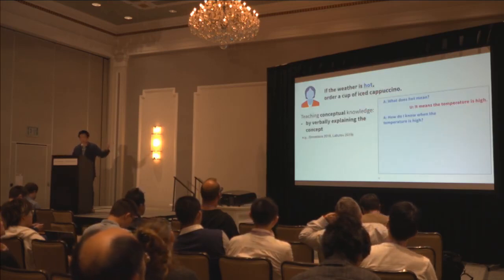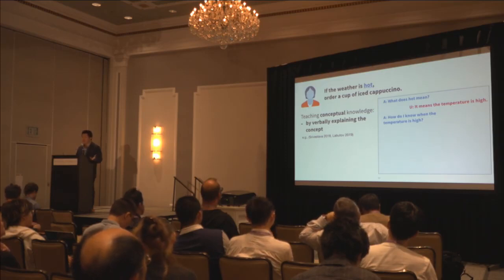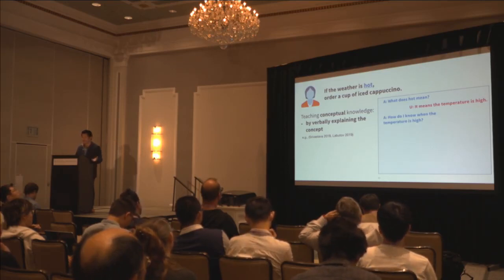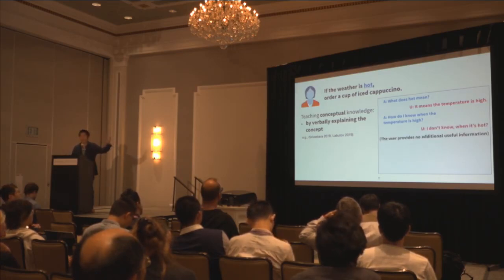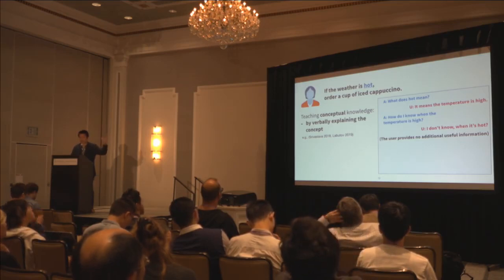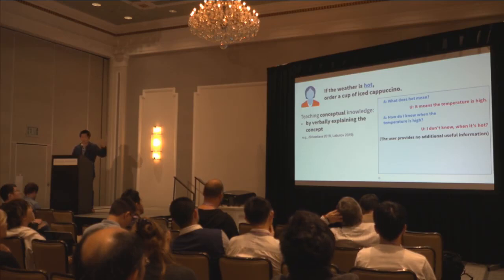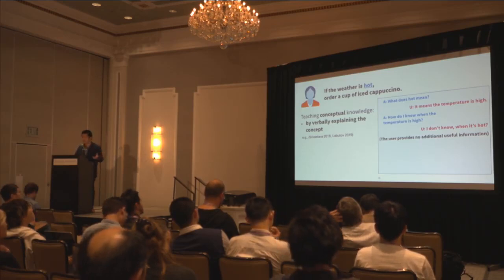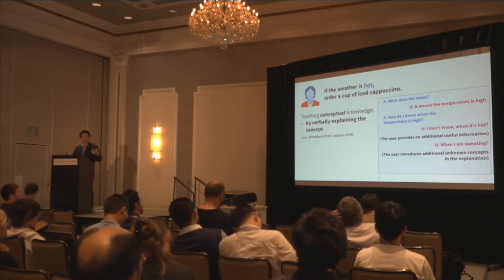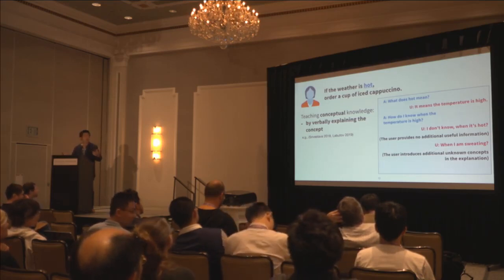Similar to procedures, it's possible to have the user verbally explain the concept, but a caveat is that it requires the agent to already know some other concepts that the user might use to explain the first one. If the agent doesn't have sufficient knowledge about the task domain, then the user often either can't provide additional information because the user doesn't know what the agent already knows, or the user may introduce even more unknown concepts when trying to explain the first one.